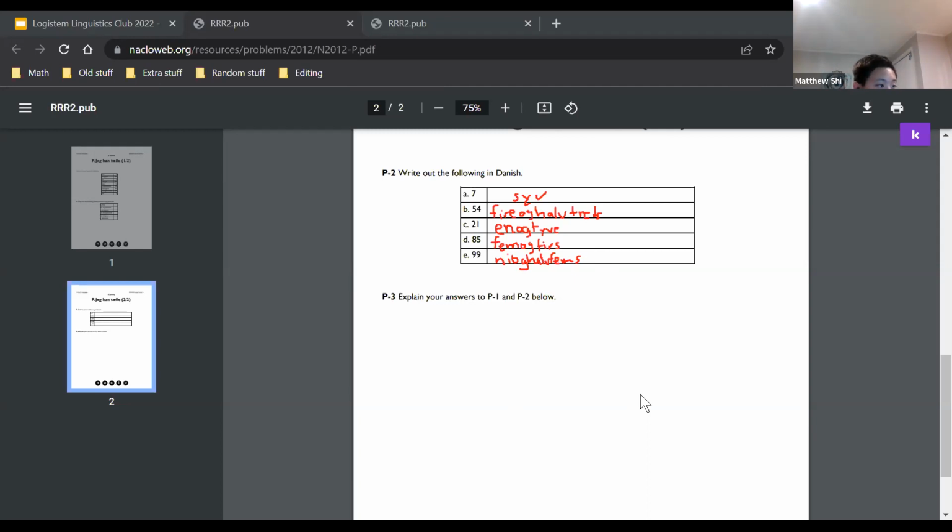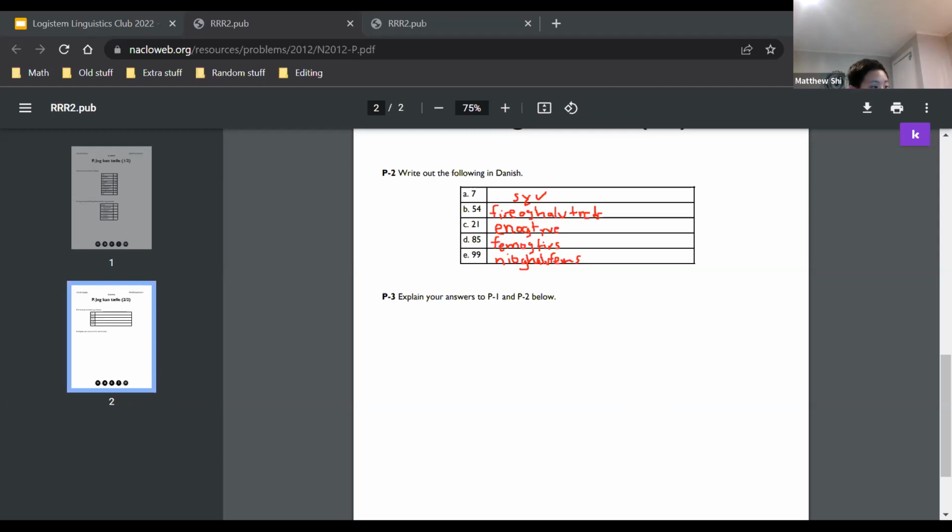TRE is 3, and TOOGTYVE is 22. So you can guess TREOGTYVE, you can guess that pretty easily. For most of the answers, it's just decomposing the given examples and then reconstructing them.